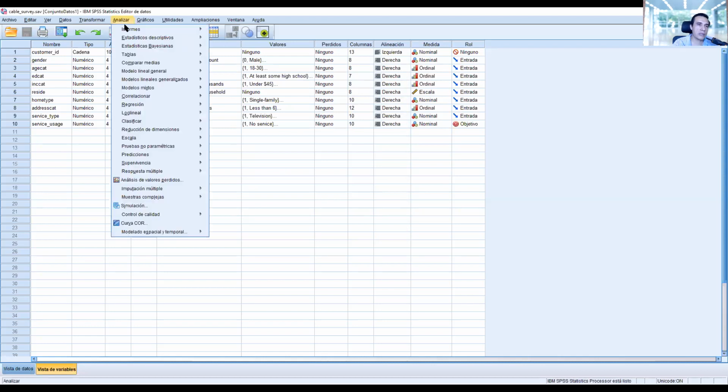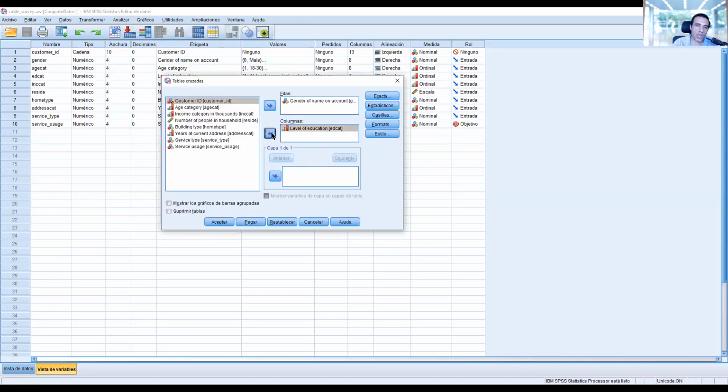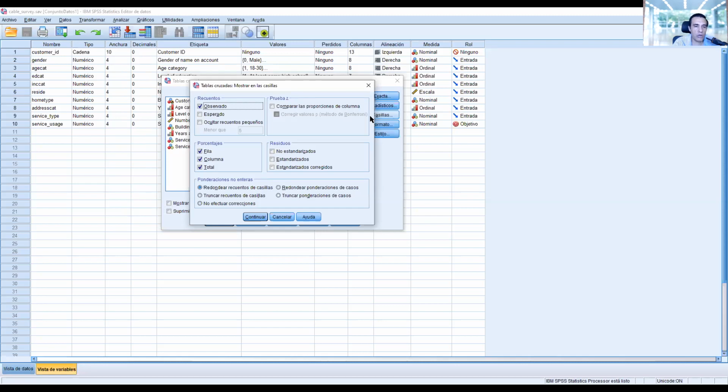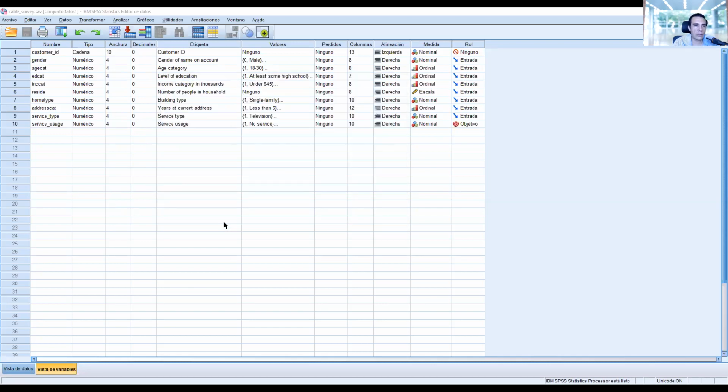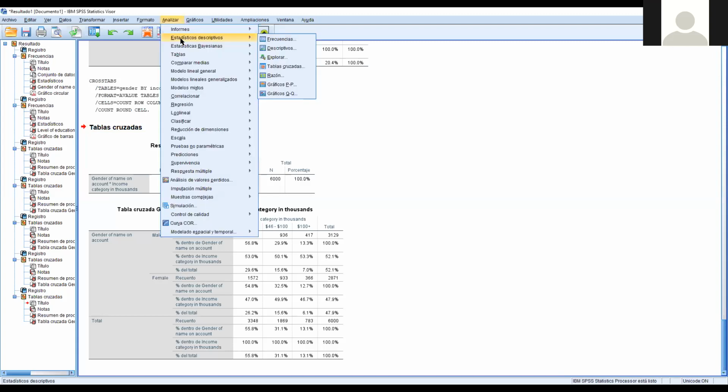I'm going to do analyze, descriptive statistics, cross tables. Then I am going to change level of education with income. That way I will have gender in rows and income in columns. Then I'm going to choose my cells, and I'm going to leave observed, percentage rows, columns, and total. I'm going to change it to my chart. It has to be the same, right, like the last one? Yes, it's basically the same.